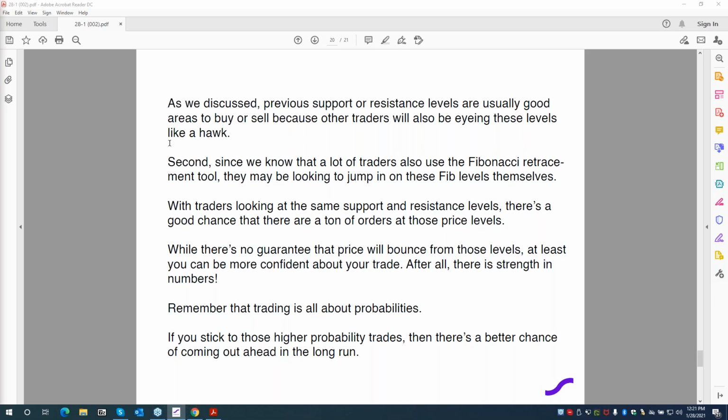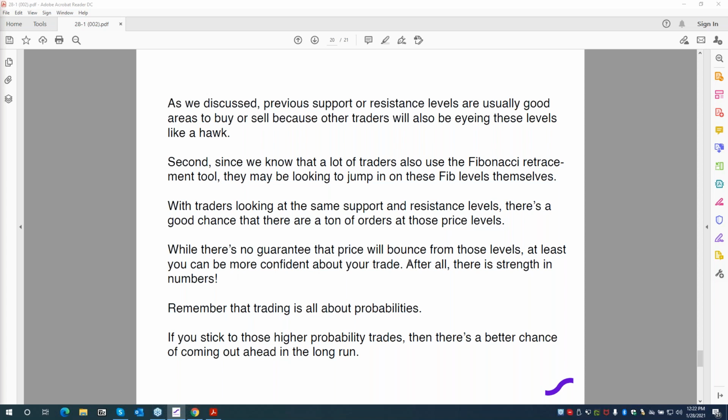Just get my chart here. As we discussed previously, support and resistance levels are usually good areas to buy or sell because other traders will also be eyeing those levels like a hawk. Second, since we know that all the traders also use the Fibonacci retracement tool, they may be looking to jump in on these Fibo levels themselves. With traders looking at the same support and resistance levels, there's a good chance that there are a ton of orders at those price levels.